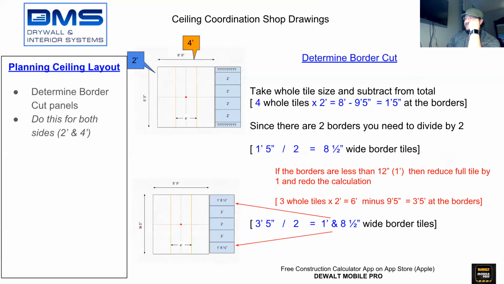You take 6 minus the 9 foot 5, which gives you a remainder of 3 foot 5 inches at the border. You take 3 foot 5 inches, divide by 2, which then means you have a space of 1 foot 8.5 inches at the borders. You now have a balanced ceiling for this side. You do this for the 2 foot side, then you go through and you do the same thing for the 8 foot 9 side.